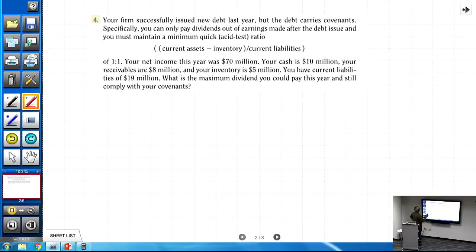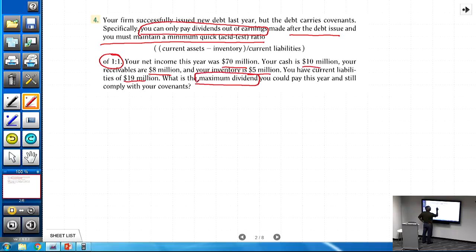Your firm successfully issued new debt, but the debt carries some covenants. And the key over here is that you can only pay dividends out of earnings made after the debt issue, and you must maintain a minimum quick ratio. A minimum quick ratio of 1.1. Your net income this year is 70 million, your cash is 10 million, your receivables are 8 million, inventory is 5 million, you have current liabilities of 19 million. What is the maximum dividend that you could pay?